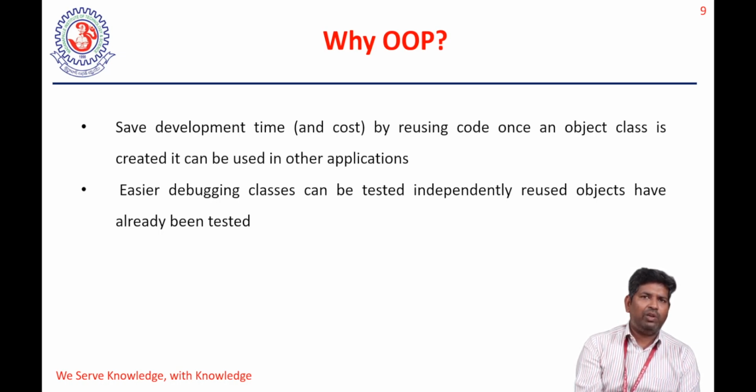So we need not write the same code again and again. Write the code once and use it wherever you want. Object-oriented programming provides such a facility. Once we write a code, we can use it at any time, so it saves our time and cost. And second, debugging is very easy. It can be tested independently, and once the object is created, that object can be reused. Maybe that object is already tested, so it saves our time and cost.